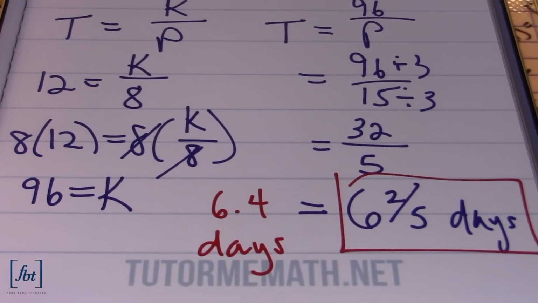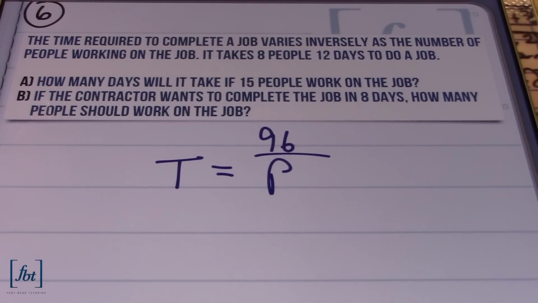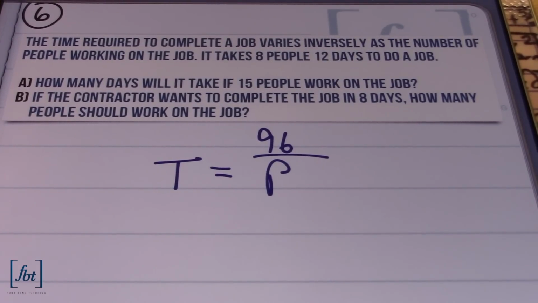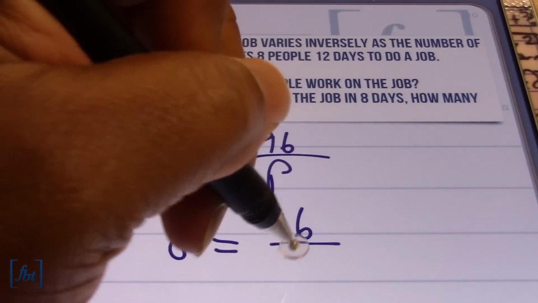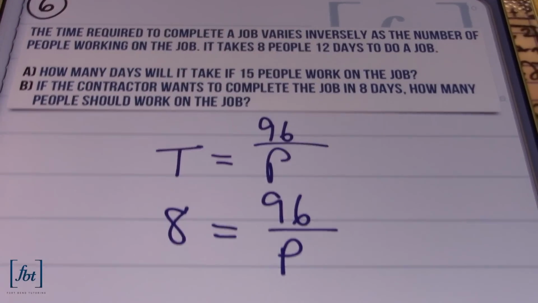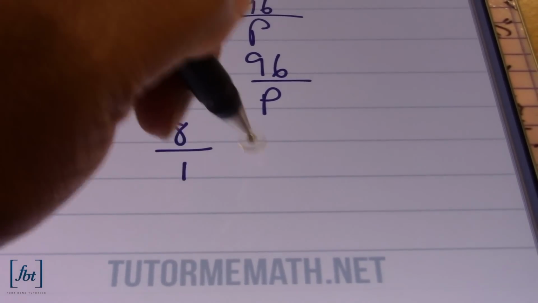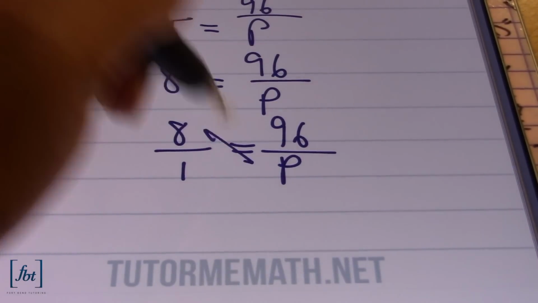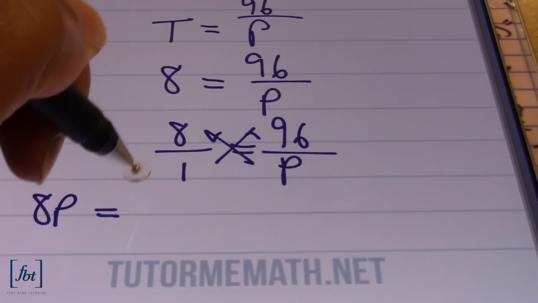Now let's check out part B. For part B, we already have our variation equation. It says if the contractor wants to complete the job in 8 days, how many people should work on the job? So we'll replace our time, which is in days, with the number 8 because we want to complete this job in 8 days. And if I set this up as a proportion by placing 8 over 1 as a fraction set equal to another fraction, we can cross multiply. So by cross multiplying, I can rewrite this as 8p equals 96.